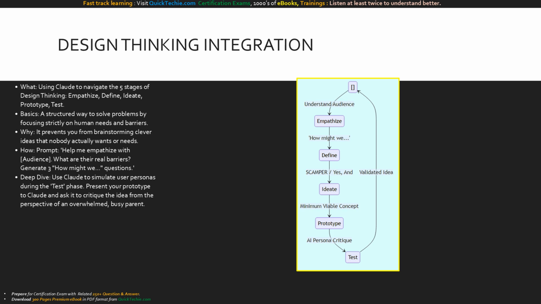This state diagram maps the integration of Claude into the design thinking lifecycle. We begin at empathize to understand the audience, moving into define to ask, how might we questions. This leads directly to our ideate state, where we apply our Scamper and yes and frameworks. We then draft a minimum viable concept in the prototype state, and finally pass it to the test state for an AI persona critique before we achieve our validated idea.